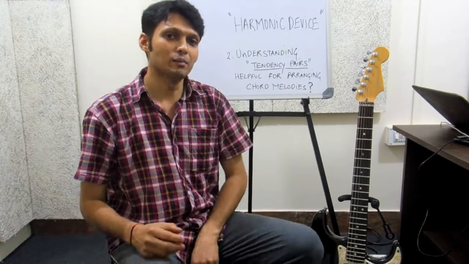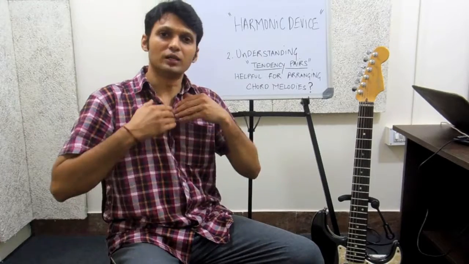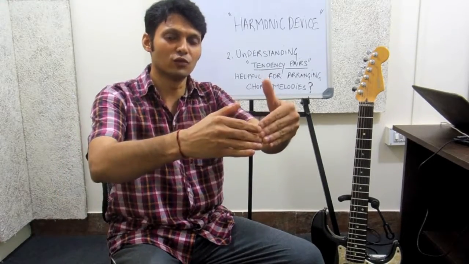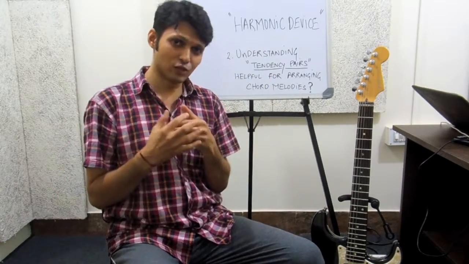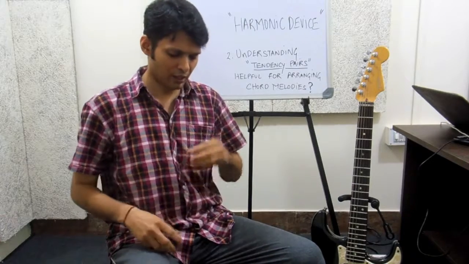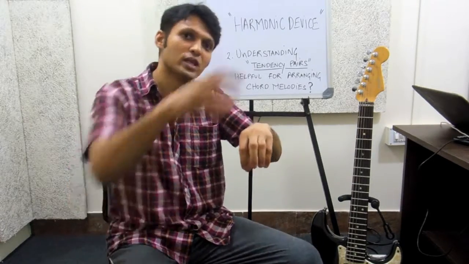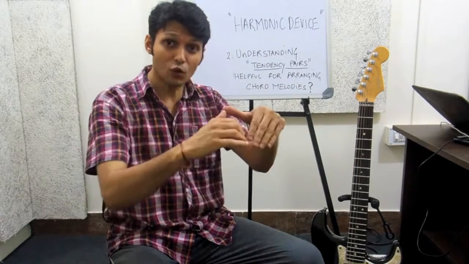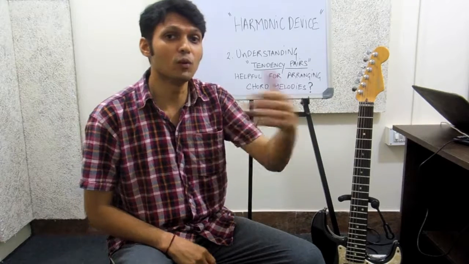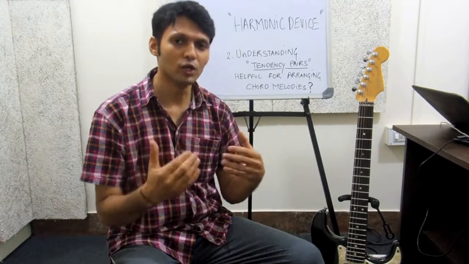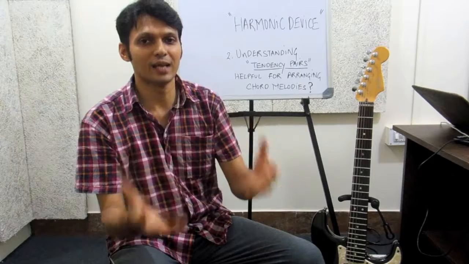Now, if you look at a melody and consider the melody as a successive series of notes, and you take these notes as pairs, from the current note to the next note, that forms a pair. From the next note to the next note, that forms a pair. Many of these pairs in this melody could be what we call tendency pairs, and knowing these tendency pairs becomes very, very helpful in creating good flowing melodies that do not stagnate.